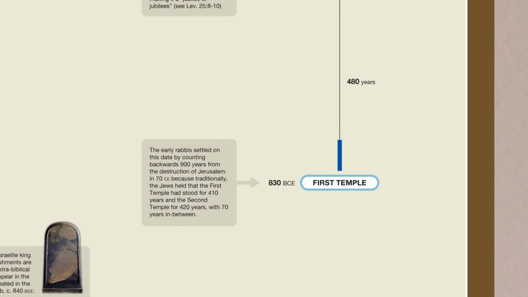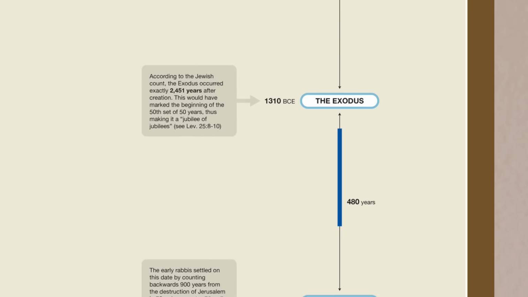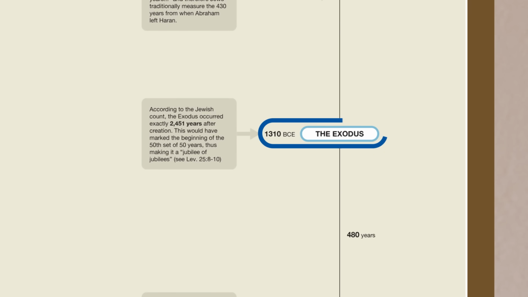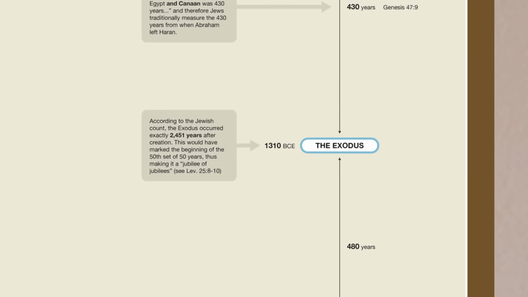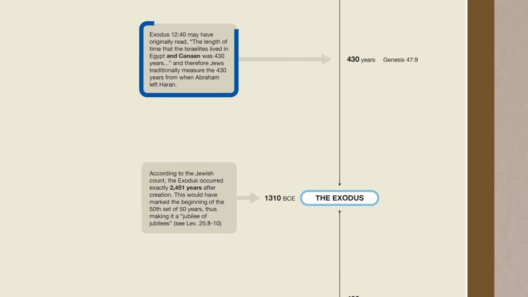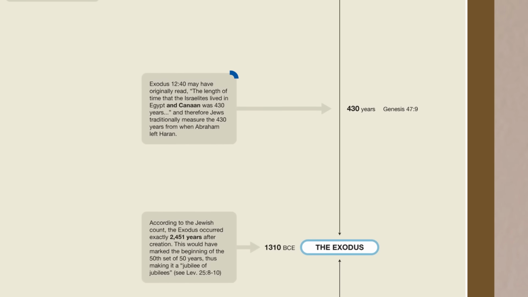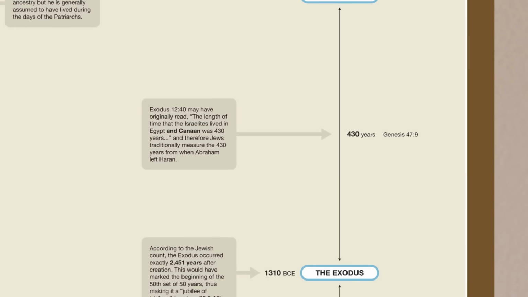If we count back 480 years from 830, we get the date 1310, which is the traditional Jewish date for the Exodus. Again, more than 100 years off the date that most Christian literalists use. But it's the next part where the Jewish counting really differs. As I mentioned earlier, Exodus 12 verse 40 mentions that the length of time that the Israelites lived in Egypt was 430 years. However, according to the rabbis, the original verse read, "The length of time that the Israelites lived in Egypt and Canaan was 430 years."